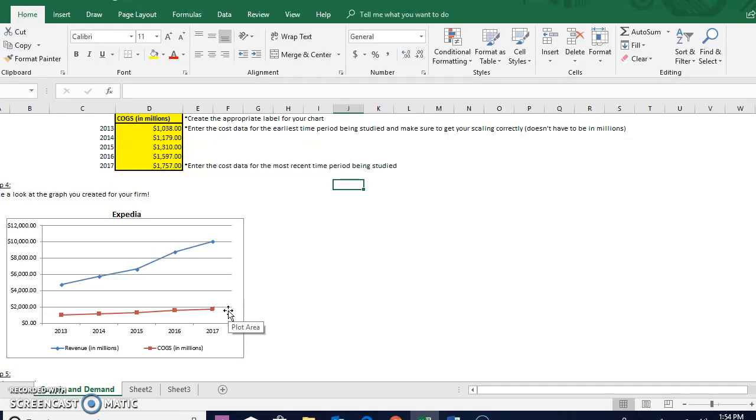Again, for Expedia, it's pretty consistently rising. There's 2015, something big happened between 2015 and 2016. And we need to find out what that is as we write the paper, but for now we know where to look and we know our trends. So getting this data together is the first big step in writing Milestone 2.